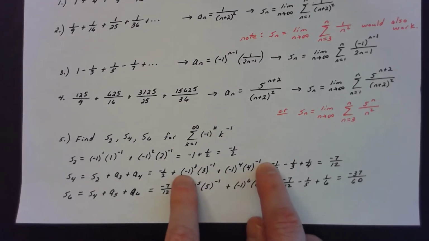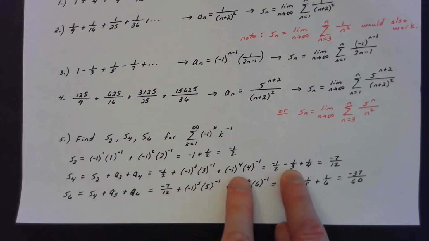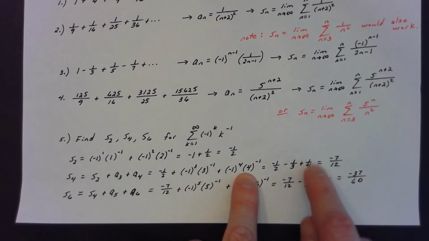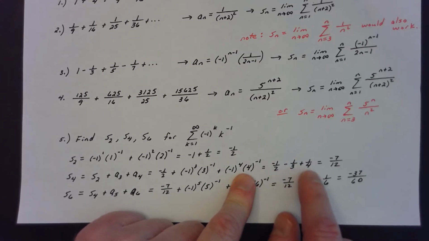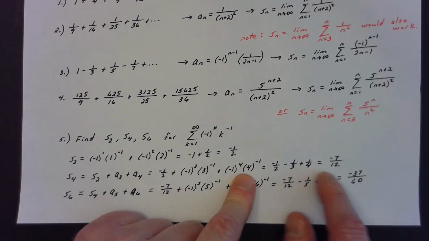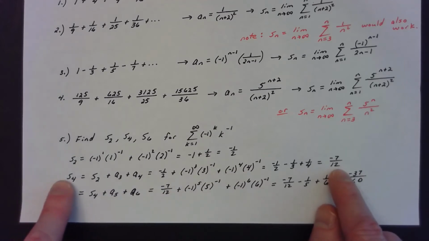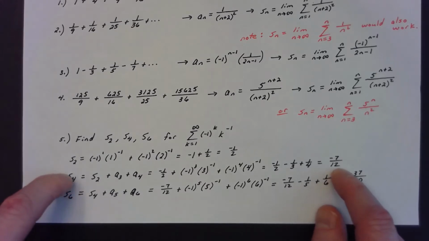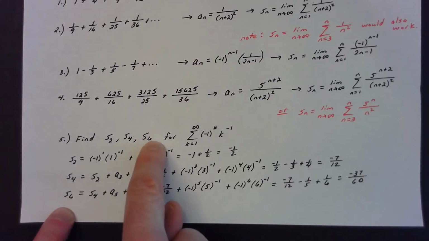So that third term is going to give me a negative 1/3, whereas the fourth term is going to give me a positive 1/4. So now I have negative 1/2 minus 1/3 plus 1/4, and I'll get a total of negative 7 over 12 for that. So now I can say, okay, the fourth partial sum of this series, meaning the sum of the first four terms, is negative 7/12. Now if I say, okay, now I want to find the sixth partial sum.